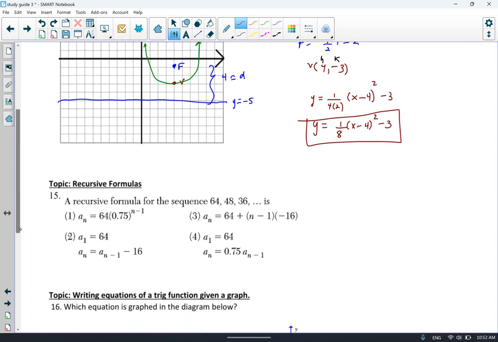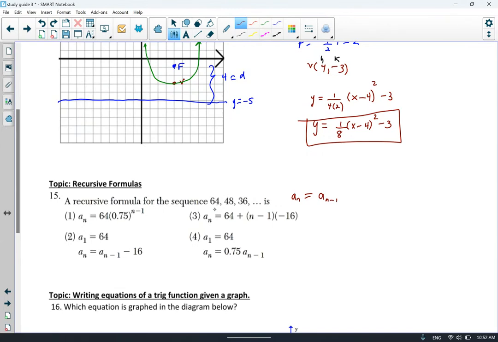Problem number 15, a recursive formula for the sequence. And a recursive formula refers to a prior term. So if you say a term a sub n, if you're looking for a sub n, the formula is going to have somewhere in there a sub n minus 1, and there'll be something attached to this.